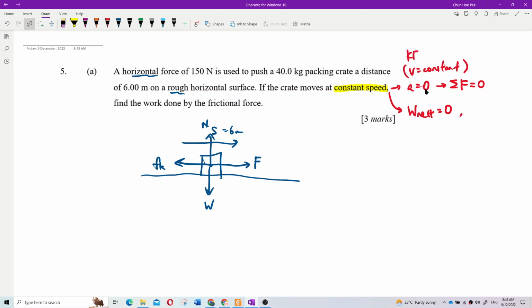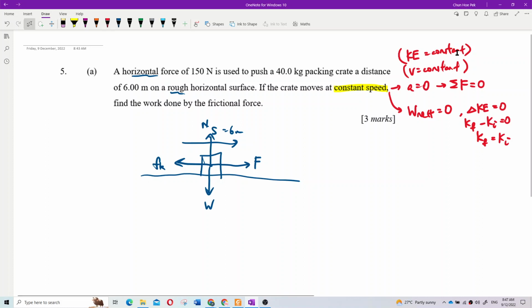We can say the kinetic energy is also constant. So is there any change of kinetic energy? The change of kinetic energy should be 0. Understand? The final kinetic energy minus the initial kinetic energy is 0. The final kinetic energy is equal to the initial kinetic energy, because there is no change, the kinetic energy is constant.